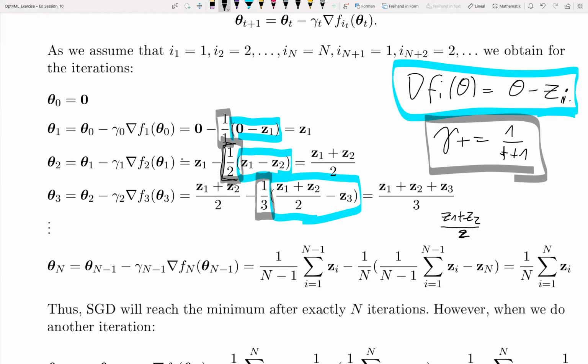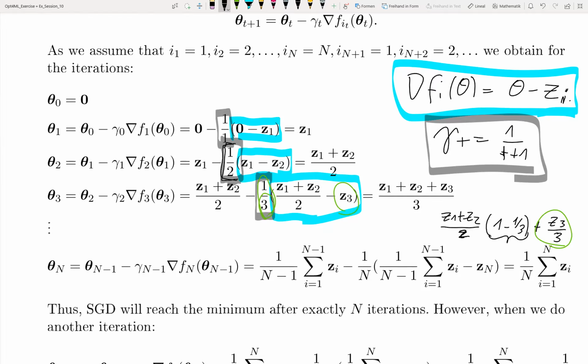We can use here the law of distributivity, 1 minus 1/3, and then plus z3 over 3. Yeah, this is what we get. This and this gives us, of course, this. And the rest is using the law of distributivity.